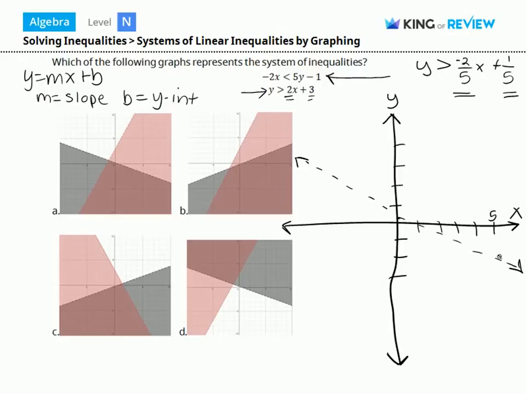So here's our line. And last of all, we need to figure out which side of the line to shade. Since y is greater than negative 2/5 x plus 1/5, because of the greater than sign, we know we're going to shade above the line, like this.